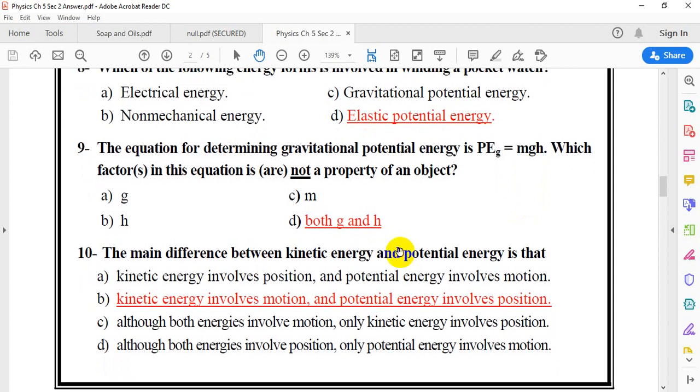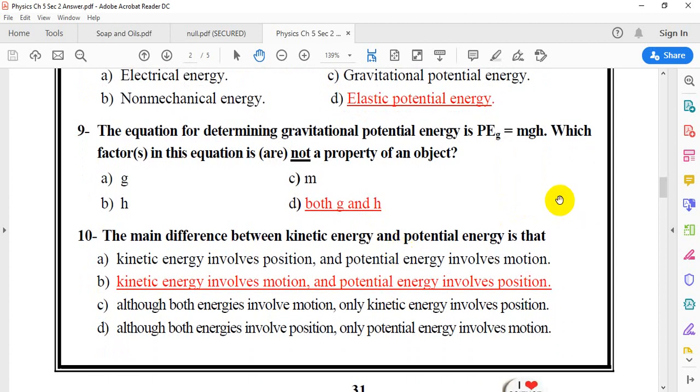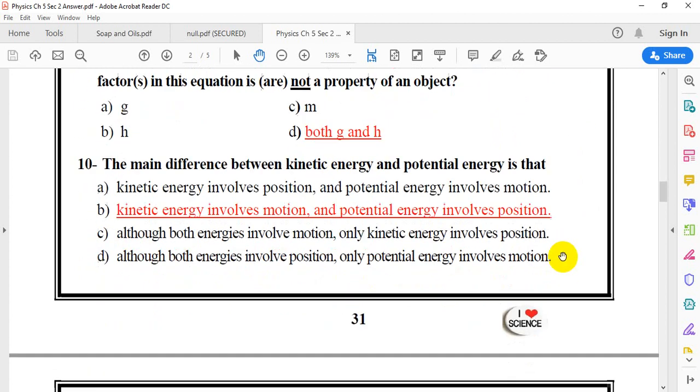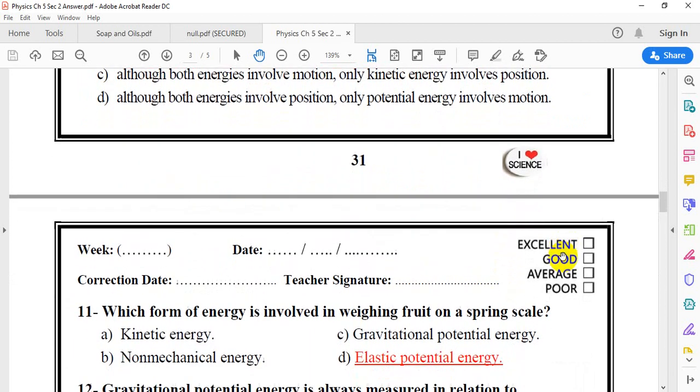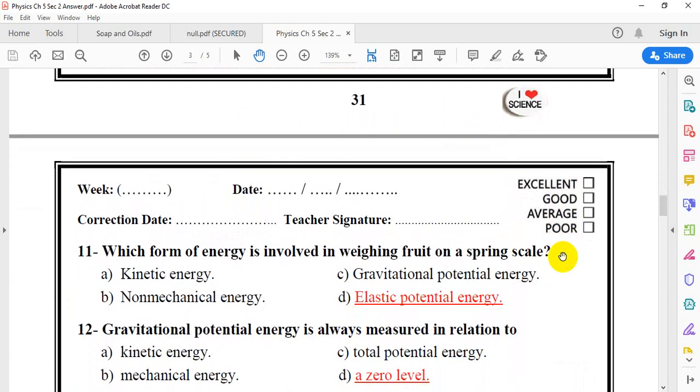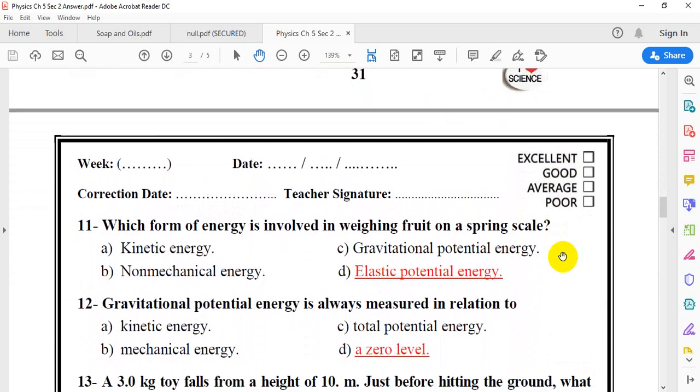The main difference between kinetic energy and potential energy is that kinetic energy involves motion and potential energy involves position. Which form of energy is involved in weighing fruit on a spring scale? A spring scale has a spring. This spring will be compressed if you put the fruit on it, so it has elastic potential energy.